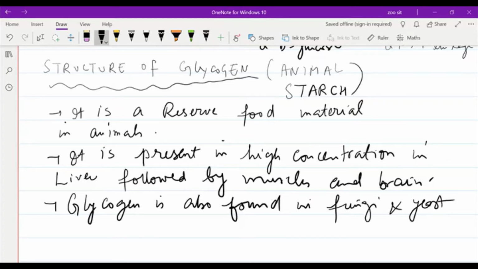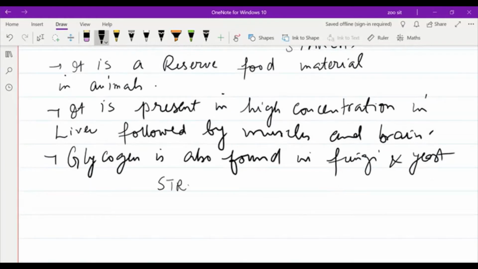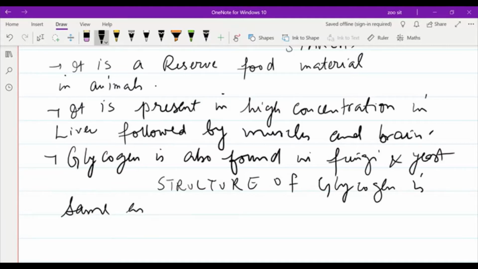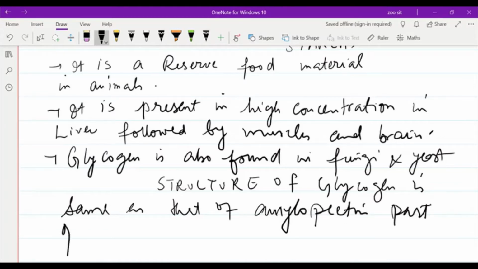Now, let's look at the structure of glycogen. The structure of glycogen is the same as that of the amylopectin part of starch. So this is how it looks like.